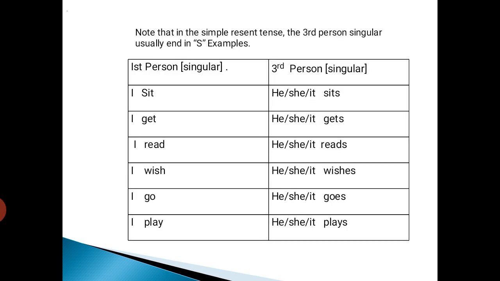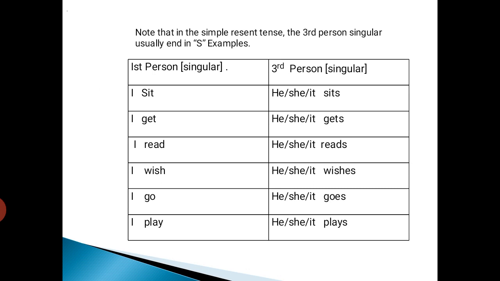Note that in the simple present tense, the third person singular usually ends in S. You know, in English language, we have first person, second person, and third person. First person, I, in the singular, second person, you, and third person, he, she, and it. So in the third person singular, we use S with the verb.